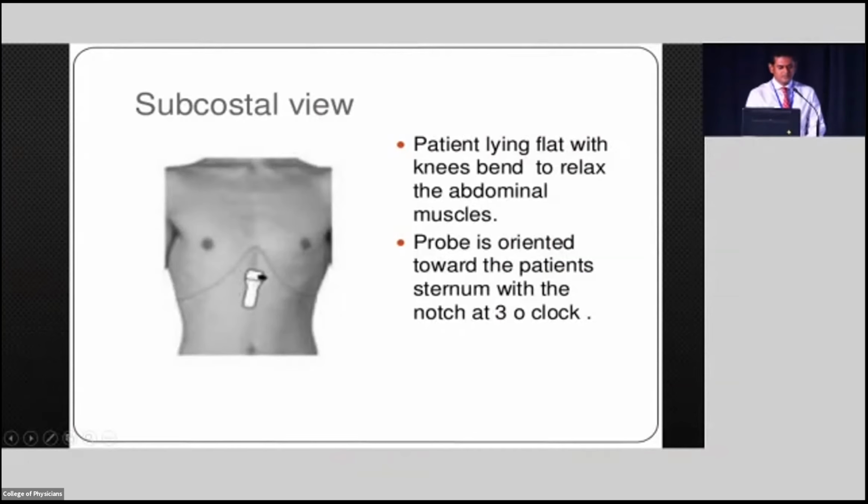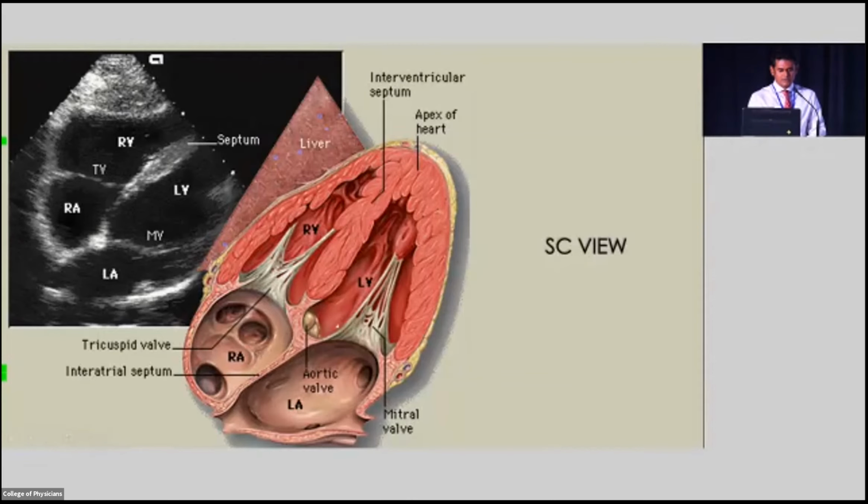Subcostal view, which is very commonly used, especially in the emergency setting when you have patients with trauma. You keep the probe in the subcostal region, with the pointer towards the left shoulder, and you see the heart through the liver. If I show you, this is the liver. So you see the heart through the liver.